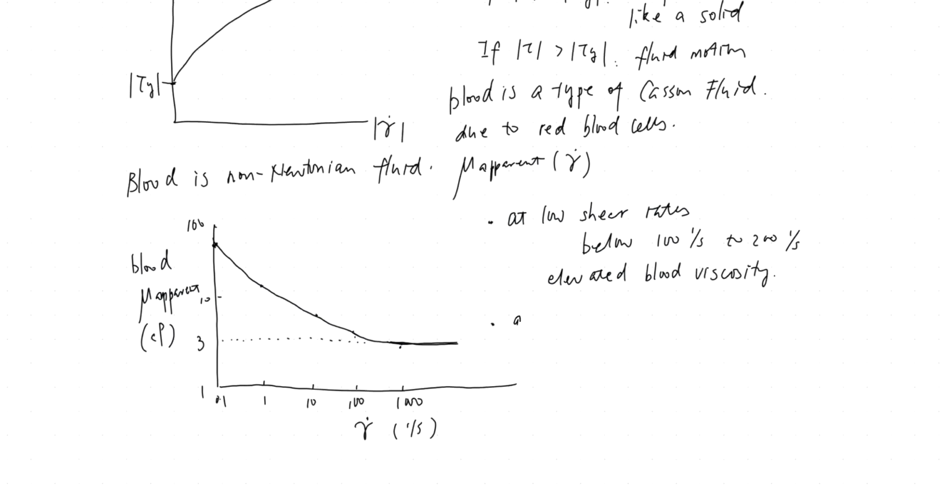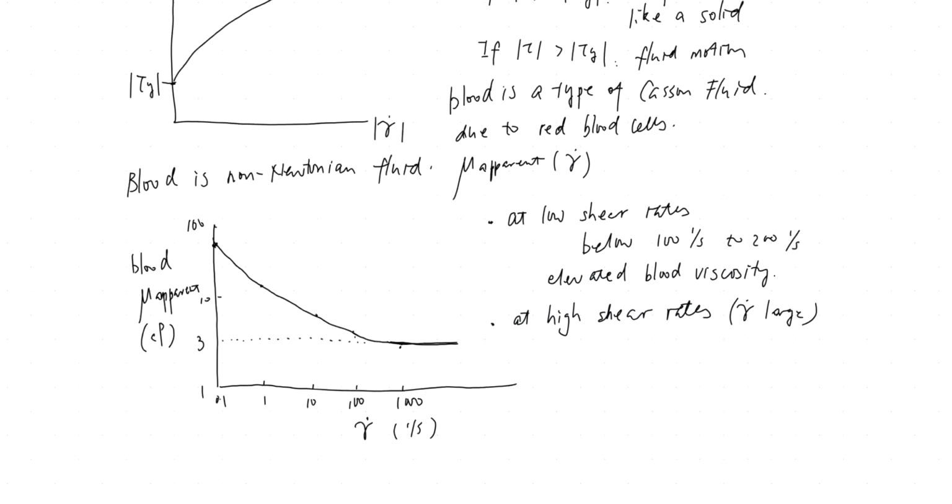At high shear rates, usually up to 1,000 or very high, so usually we are seeing gamma dot to be large. Then the apparent viscosity stabilizes at an asymptotic value. So it's approximately 3 to 4 centipoise.